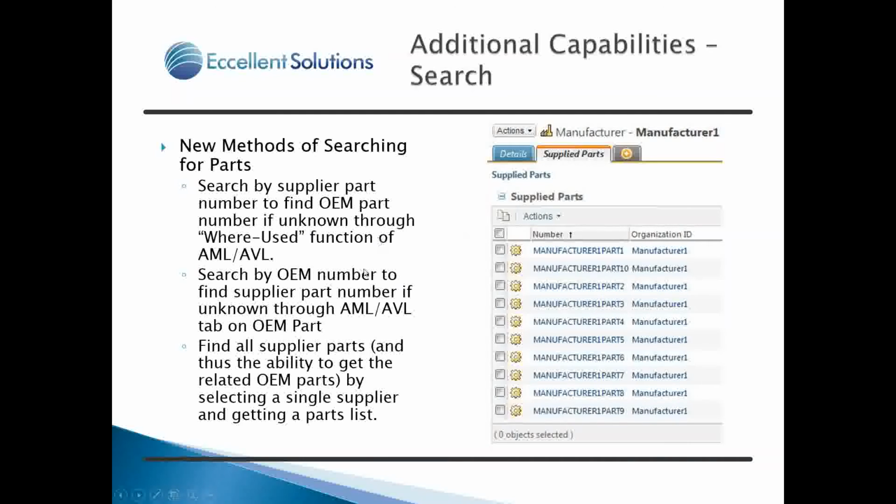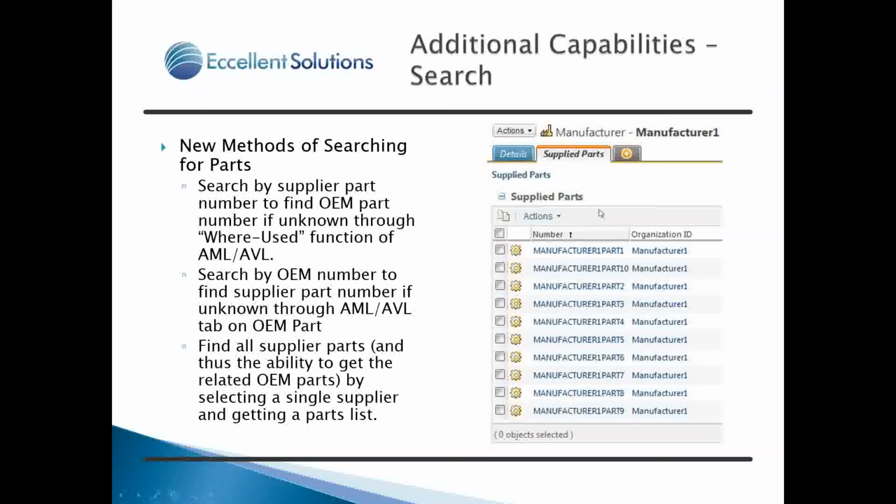Whether you know one part or the other, there's a very useful way to use the AML-AVL function to find your OEM part. If you know the supplier part number, you can use the where used function on the supplier part, and it will show you the OEM part associated to it through its AML or AVL. Similarly, if you know your part number and you're looking for the supplier part information, you can just use the AML-AVL tab on your OEM part details page.